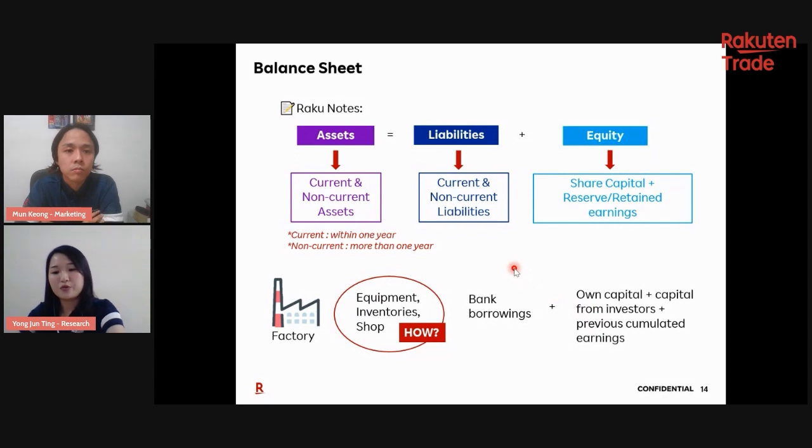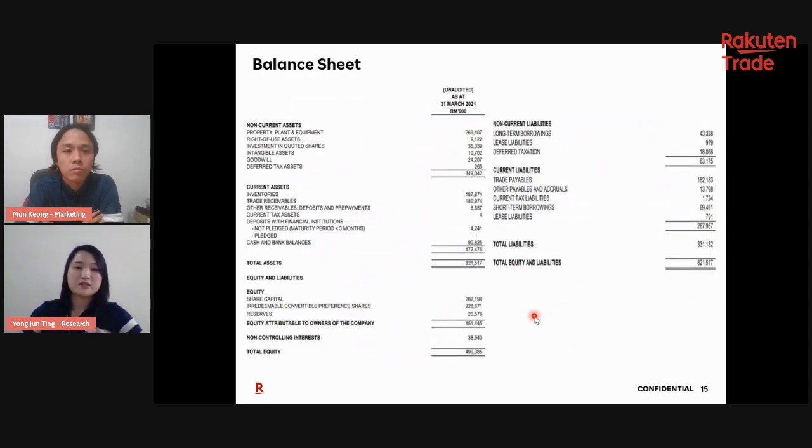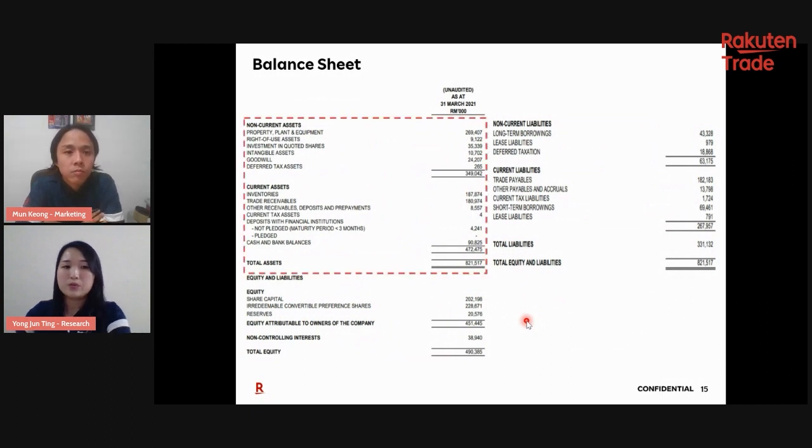Then we go to the balance sheet. So this is a very simple balance sheet of a manufacturing company. As I mentioned just now, this is the asset part. You have non-current assets. Property, plant, and equipment, which are fixed assets, make up a very big chunk of the non-current assets. And then you have other items as well. Then this goes to your current assets: your inventory, your trade receivables, and cash and bank balances.